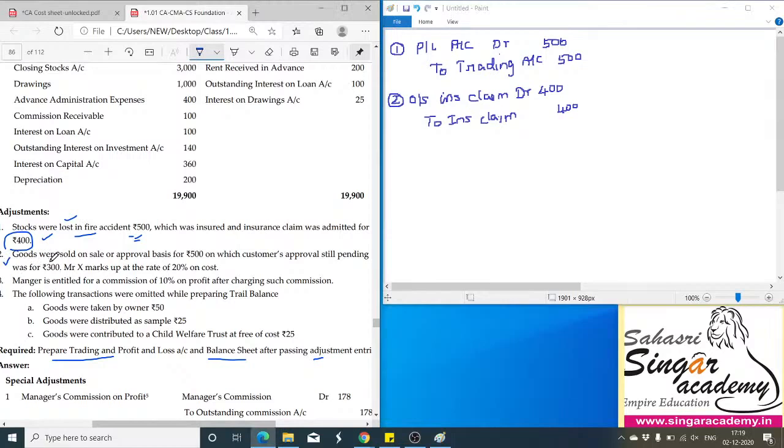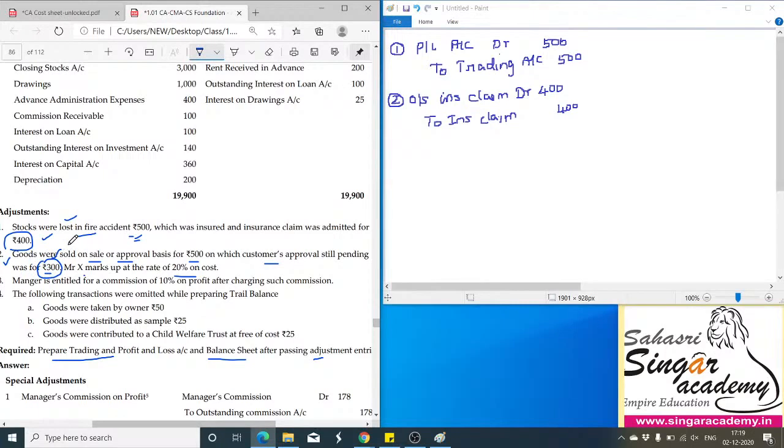Second part, goods were sold on sale or approval basis 500, on which customer's approval still pending was for rupees 300. Mr. X marks up at the rate of 20% on cost. Any sale, probably in the case of credit sales, the entry will be debtors to sales. But if it is pending approval as on the year end, it will be considered as not sales. You have to reverse that entry. The sale entry will be reversed to the extent of approval pending. Here the customer's approval still pending was for 300, which means you have to reverse this extent of the sales.